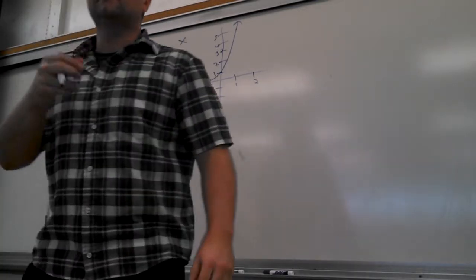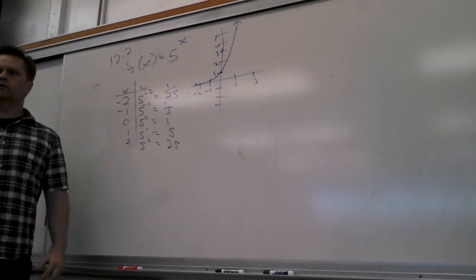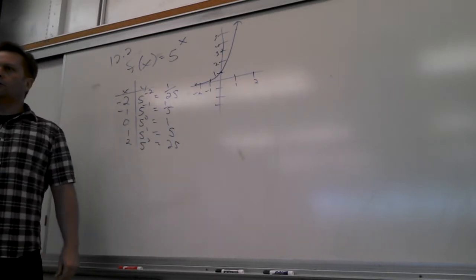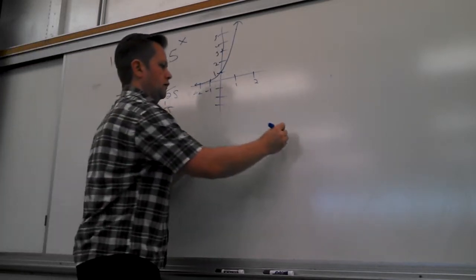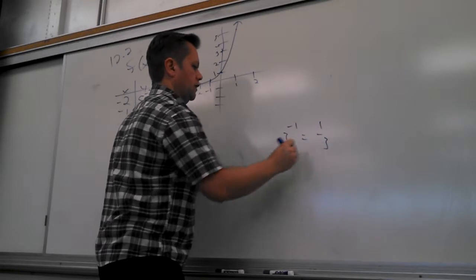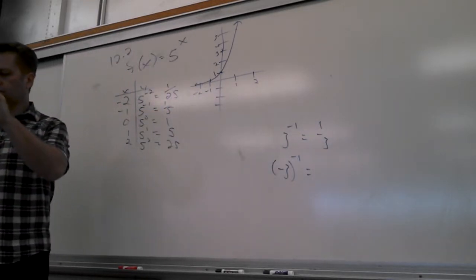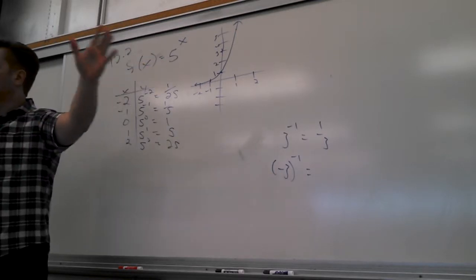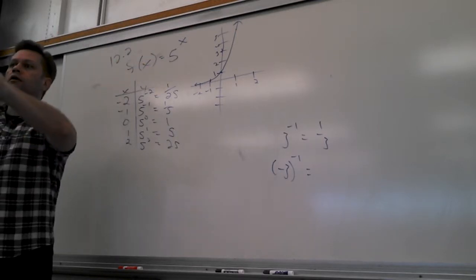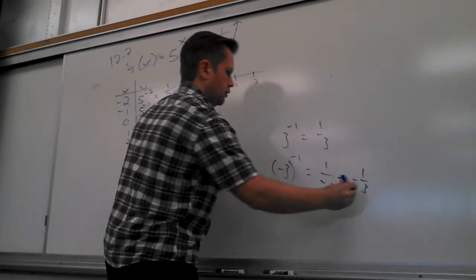And 1 over 25 is supposed to be negative, right? No, definitely not. Negative powers only do what? Flip things. So if I have 3 to the negative 1, that's 1/3. If I have negative 3 to the negative 1, what's that? What's a negative power do? It just flips it. So this would be 1 over negative 3, which is negative 1/3.